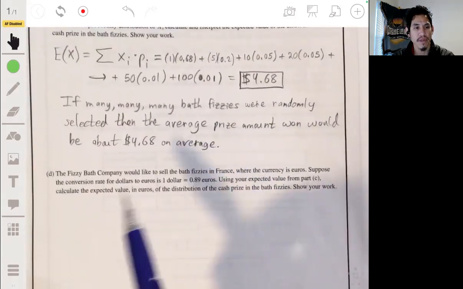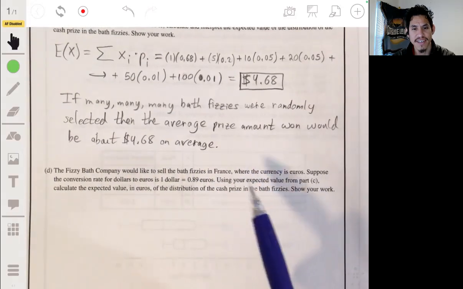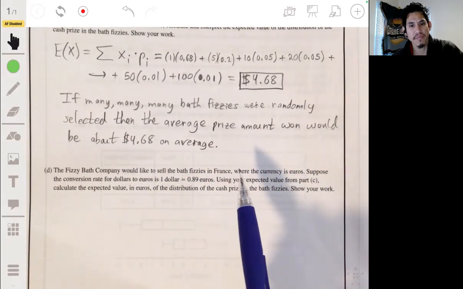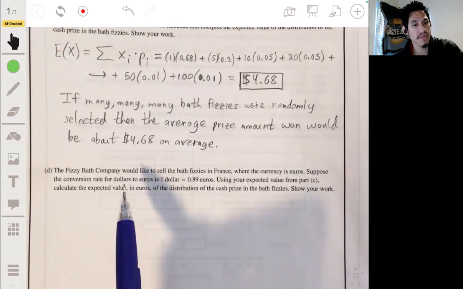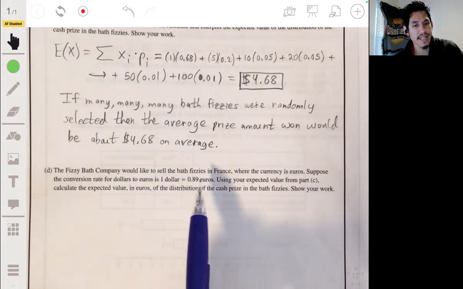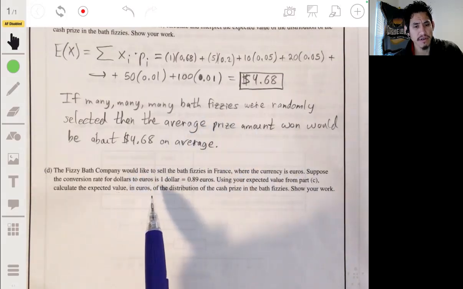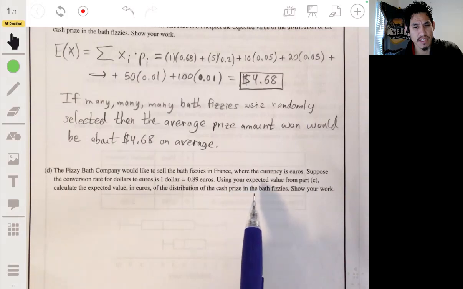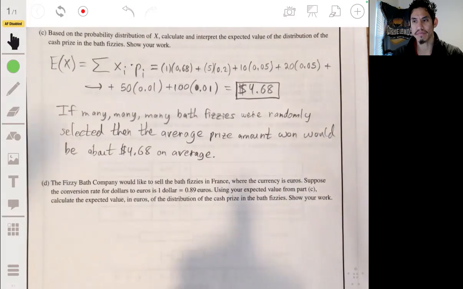Okay, and D. The Fizzy Bath Company would like to sell bath fizzies in France. So they're expanding their market, I see. Where the currency is euros. Suppose the conversion rate for dollars to euros is $1 equal to 0.89 euros. Using the expected value from part C, calculate the expected value in euros of the distribution of the cash prize in bath fizzies. Show your work. Okay, so this one's pretty straightforward.